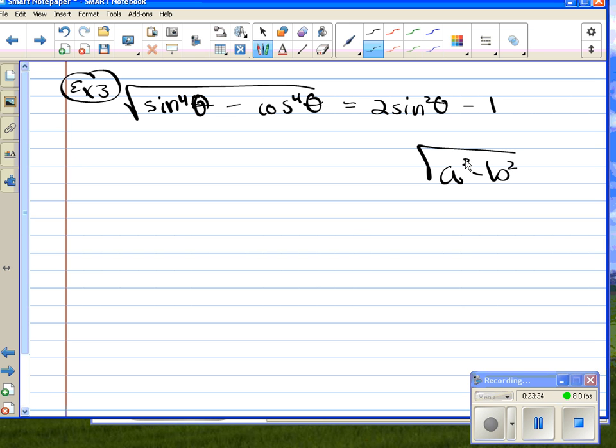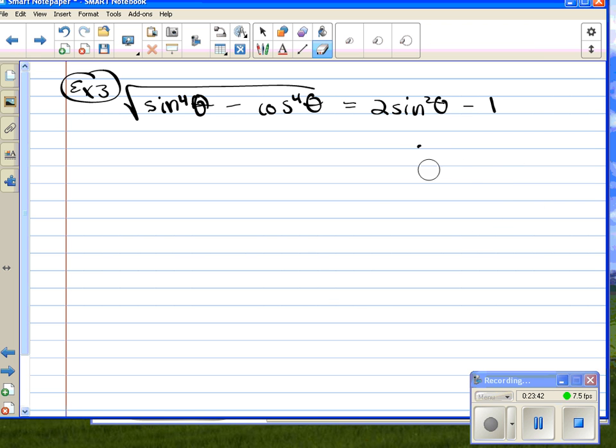Remember, you're not allowed to just cancel out. If it said times, then yeah, you can do the square root of both sides. But not if it says minus. So no, I can't just do the square root of both sides. Good idea though. What do you think, Will?